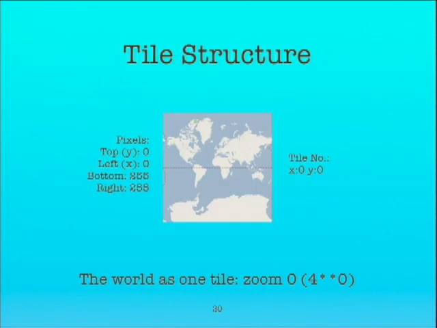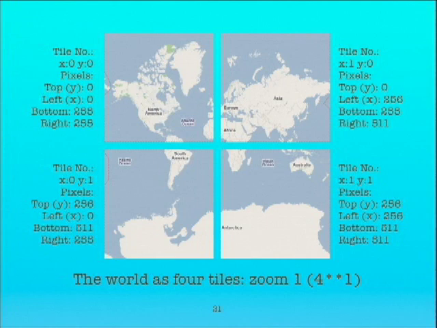Here's zoom level zero. It's the whole Earth in 256 by 256 pixels. The upper left corner is 0,0, and the lower right corner is 255,255. Those are the pixel numbers. In order to build your own tiles, you have to understand pixels. So at zoom level zero there is one tile, which is 4 to the 0th power, or 1. The number of tiles across and down is actually 2 to the zoom power.